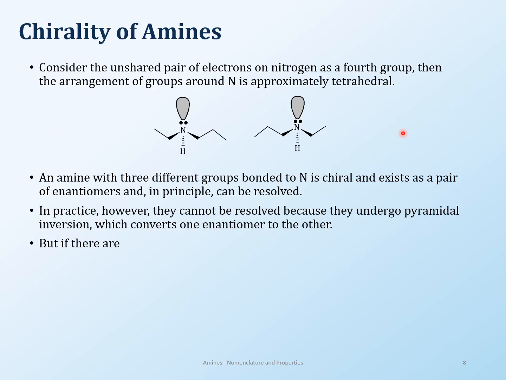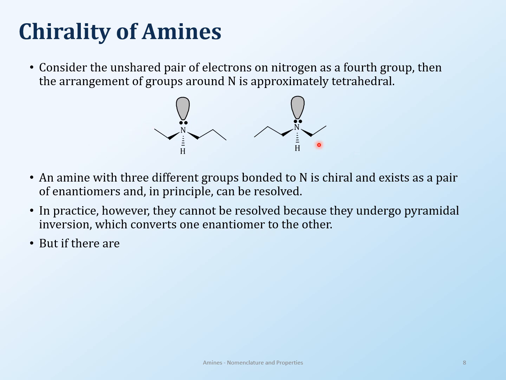Now, amines can also be chiral. Okay, now remember what is chirality. Chirality is when you have an sp3 atom with 4 different groups. Okay, so sp3 is nitrogen also in ammonia.